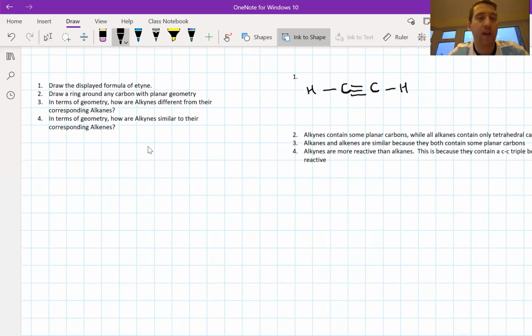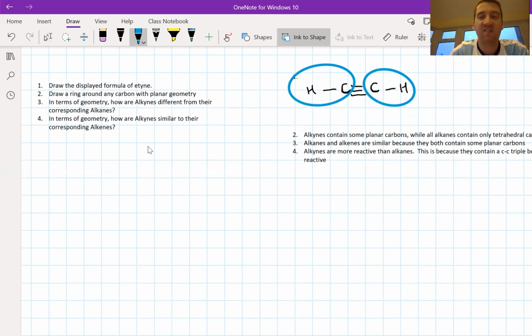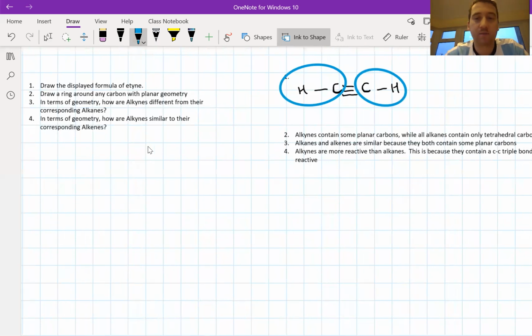The next question, draw a ring around any carbon with planar geometry. Well, obviously, this carbon and this carbon both have planar geometries. They both lie flat because they do not have 4 separate atoms around them, so they are not tetrahedral. They are linear, or they will lie flat in one plane, so planar. Okay, linear or planar. Number 3, in terms of geometry, how are alkynes different from their corresponding alkanes?